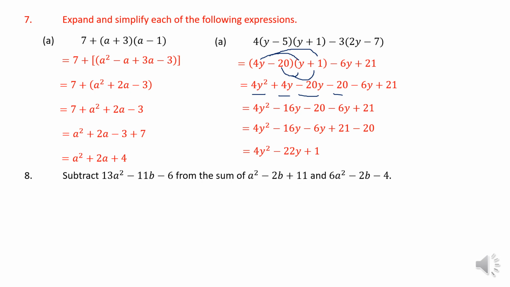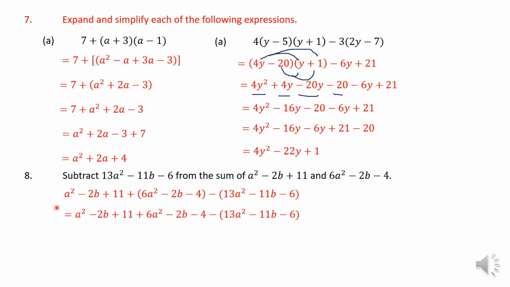Right, this one is tricky, but please make sure you read it correctly. It says subtract this expression from the sum of a squared minus 2b plus 11 and 6a squared minus 2b minus 4. So you first have to add those two. So I add a squared minus 2b plus 11 plus 6a squared minus 2b minus 4, and then I will subtract. Very important that you put brackets here for where you subtract. If I were to simplify and get the sum, eventually I end up with 7a squared minus 4b plus 7. Now I'm going to subtract that 13a squared minus 11b minus 6.